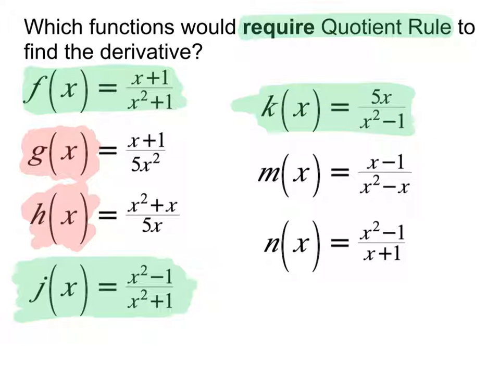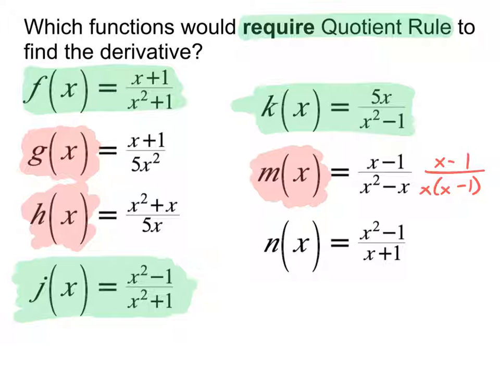For m of x, would we need quotient rule for that one? Well, this one's actually getting a little bit tricky, making you think about it a little bit more, because you'll notice that x squared minus x factors, doesn't it? And so that can become x minus 1 over x times x minus 1. And if I simplified that, the whole thing would just simplify down to be 1 over x, which we can find the derivative of without having to rely on the quotient rule. So m of x, you don't actually need quotient rule. Look for things that you can simplify first.